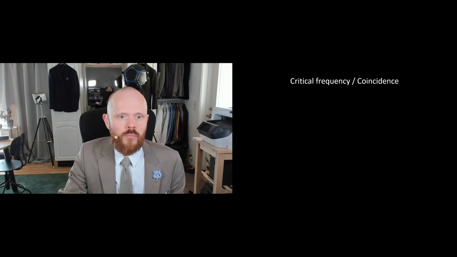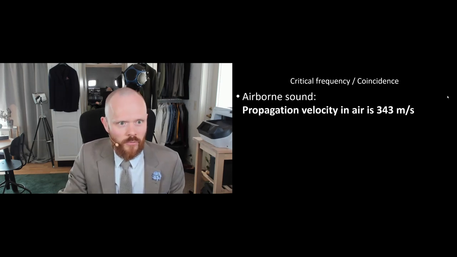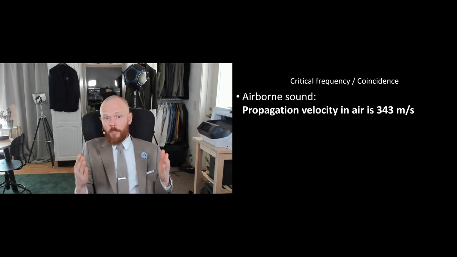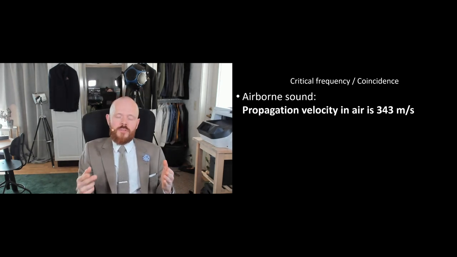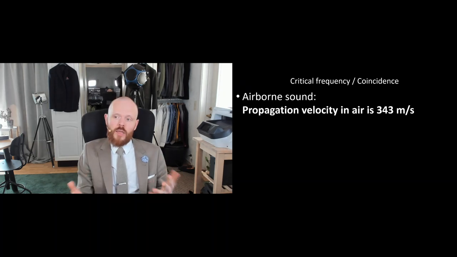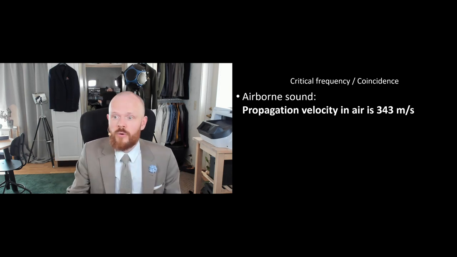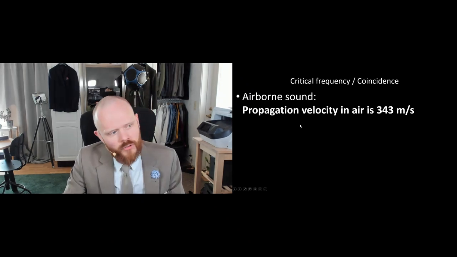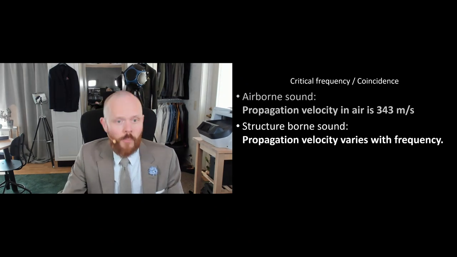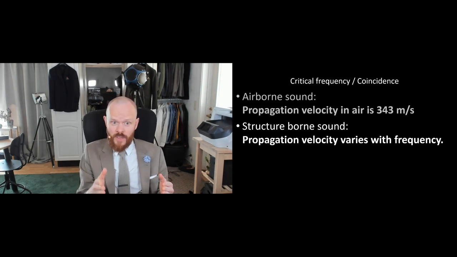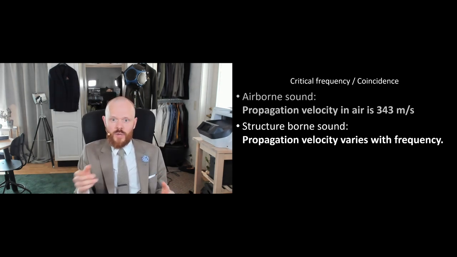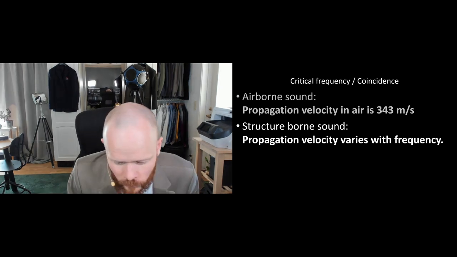The critical frequency and coincidence, that's something that happens when, in airborne sound, the propagation velocity of sound in air is 343 meters per second. And this is valid for all frequencies, for low frequencies, middle frequencies, and high frequencies. It's always 343 meters per second in air. But when you're dealing with structure-borne sound, the propagation velocity of the sound varies with frequency. So you get different propagation speed depending on which frequency you're talking about. This has an effect on sound insulation.